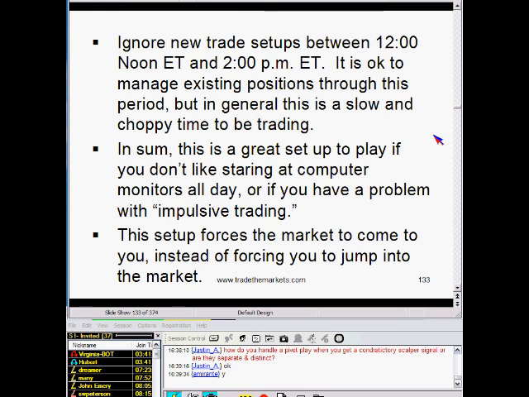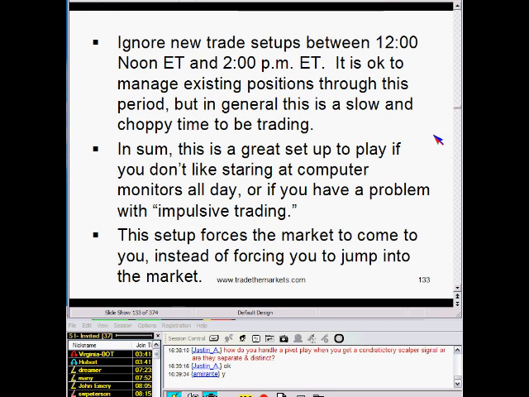So what I found with the pivots is 2 things. First of all, if you found that in your own trading you've got a general weakness for impulsive trading, or in general you just don't like staring at the computer, you can use a pure pivot-based strategy to basically conquer those habits and make yourself a better trader.